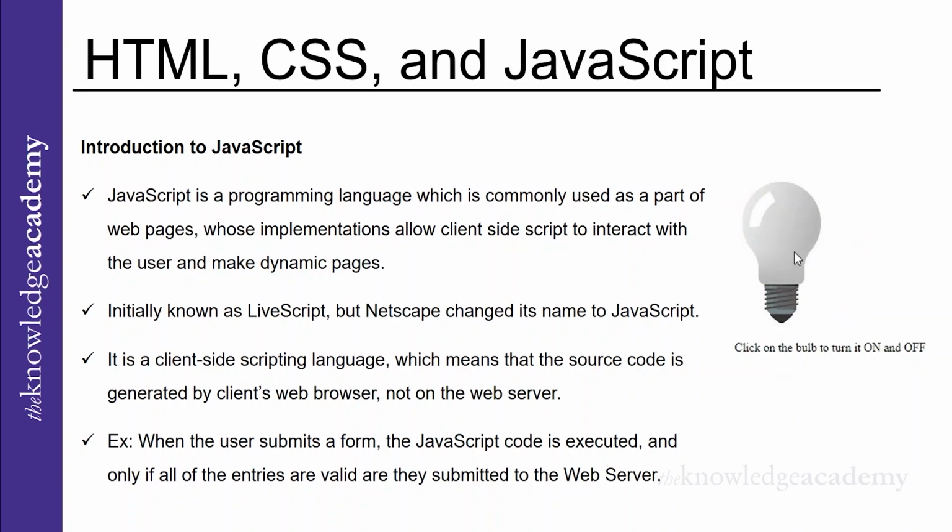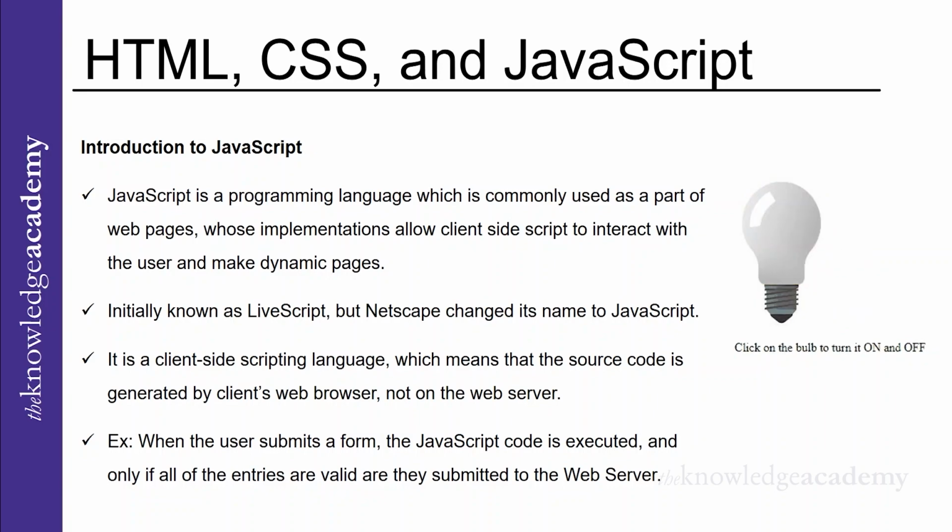So JavaScript is a programming language used commonly as part of creating web pages, whose implementation allows client-side script to interact with the user and make dynamic pages. A bit of history about JavaScript: initially we called it LiveScript in the 1990s, but Netscape changed its name to JavaScript. It's what is called a client-side scripting language, which we discussed earlier, which means that the source code is executed by the client's browser, not on the web server.